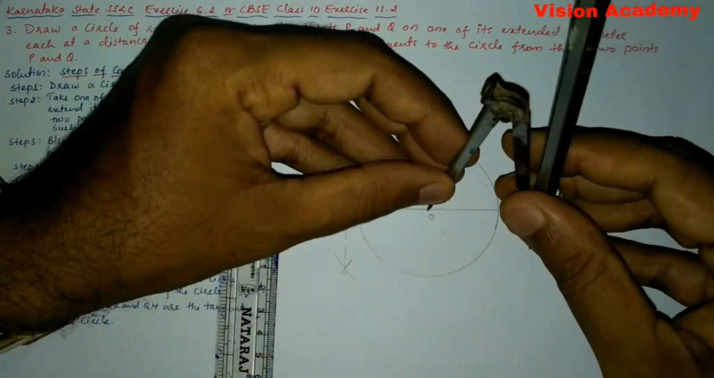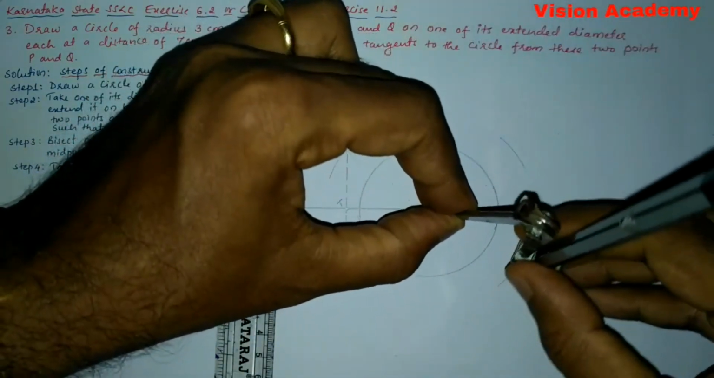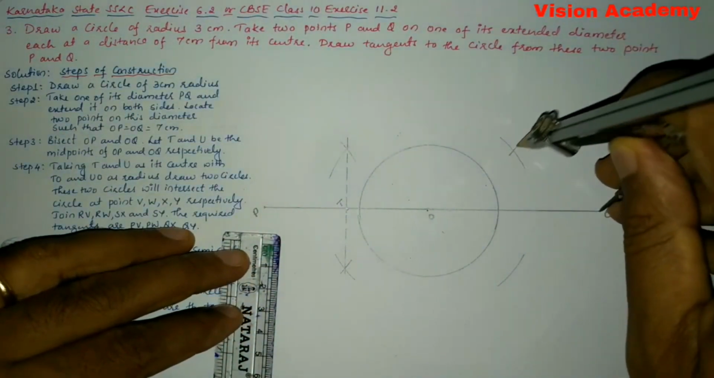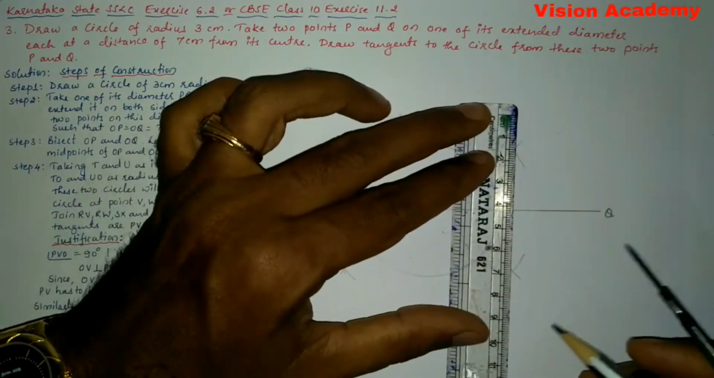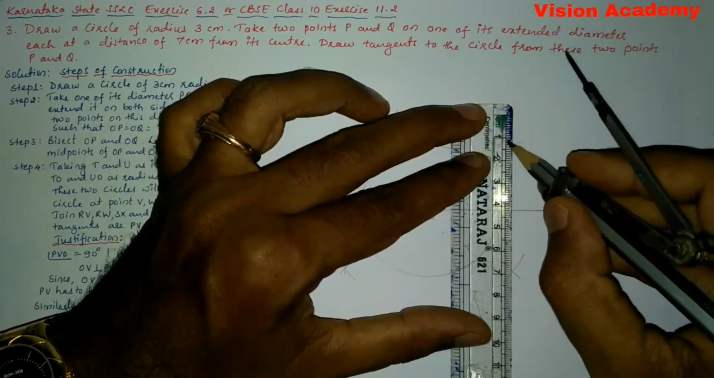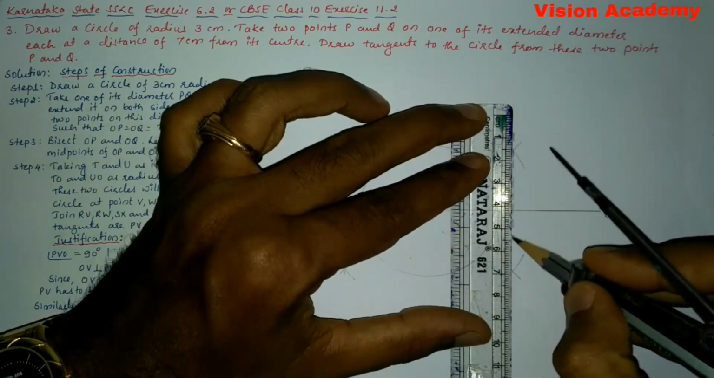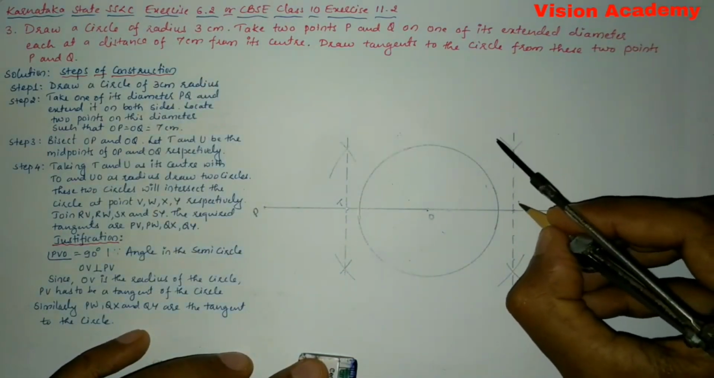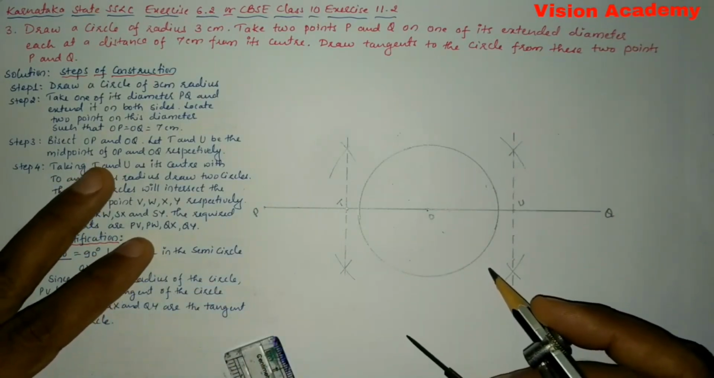Next we have to bisect OQ. So keeping on O, let us draw one curve here and another curve here, and keeping on Q, cut this curve and this curve. So now let us join both of these 2 points to find the midpoint of OQ. Here let us name this midpoint as U.